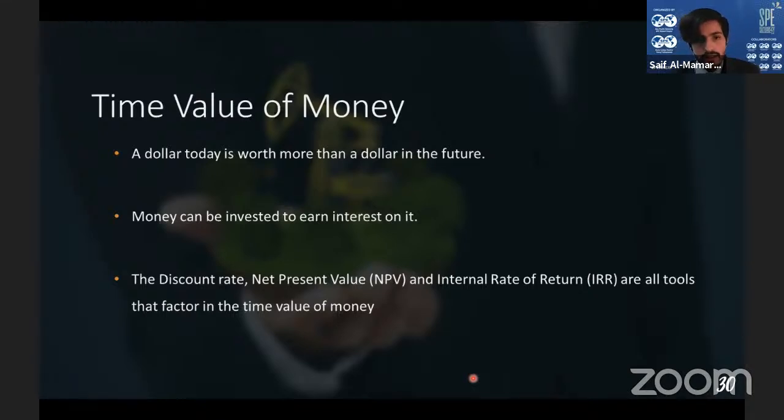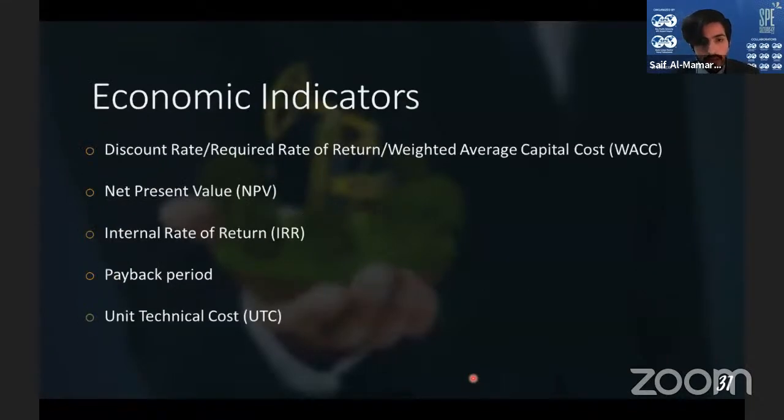So on the next slide, I've introduced the five economic indicators that I want to talk about. Then we'll show some examples on them as well. So first of all, the discount rate. There's many terminologies for it: discount rate, required rate of return, weighted average cost of capital, all mean the same thing. It basically means the rate that you require for that investment to make. This is the minimum rate I will accept.